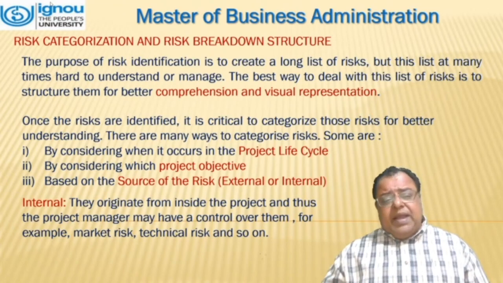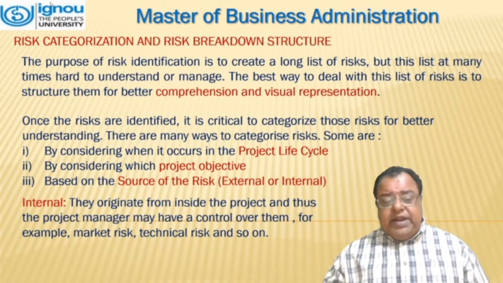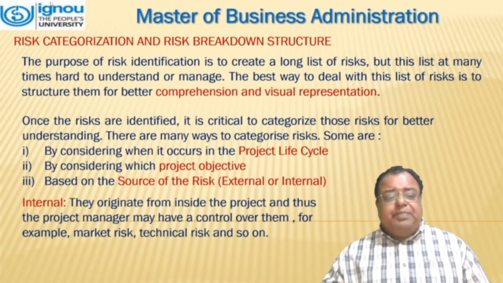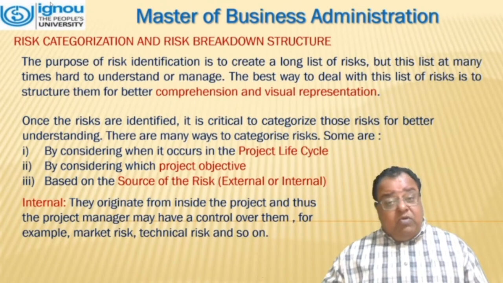Some ways are by considering when it occurs in the project life cycle. Secondly, by considering which project objectives it affects. And the third one is based on the source of the risk. That source of the risk can be an internal risk or an external risk. If we talk about internal risks, they originate from inside the project, and thus the project manager may have control over them. For example, market risk, technical risk, and so on.